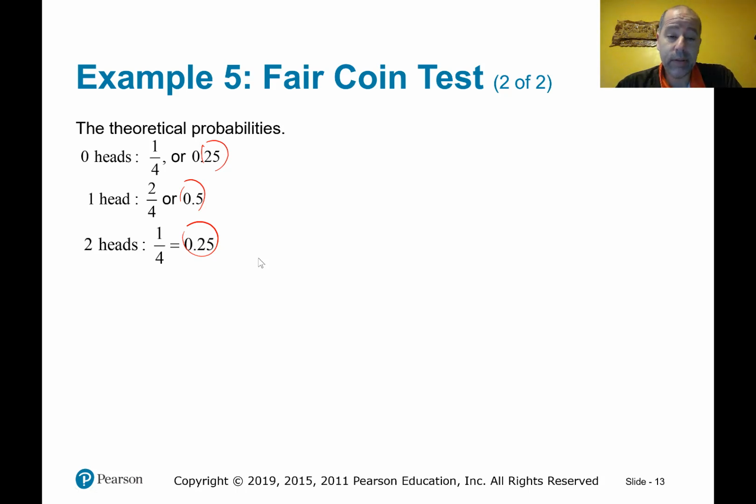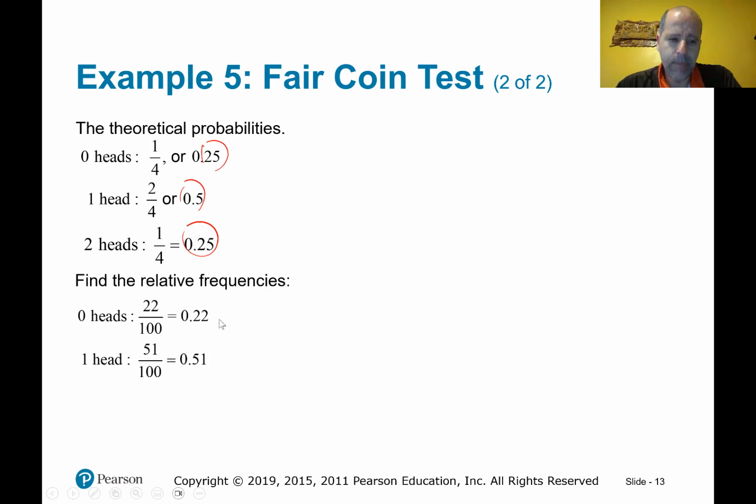Let's compare this to the relative frequencies now. So we got 22 times that we got 0 heads out of 100 flips. So that gives us a probability of 0.22. 51 flips resulted in 1 head. So that gives us a relative frequency of 0.51. And the relative frequency of getting exactly 2 heads was 27 times out of 100. So that gives us a relative frequency of 0.27.